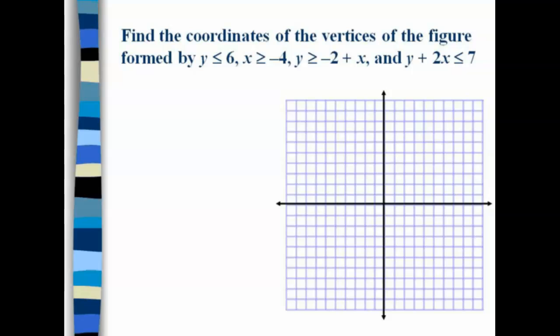So similar to the verbal equations, we can do something called find the coordinates of the vertices of the figure. So that's kind of what we are looking at with our word problems. So we were graphing lines. So in this case, y is less than or equal to 6. So you would graph your first line.